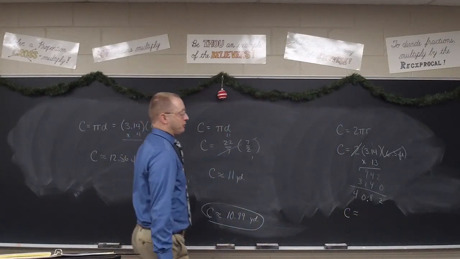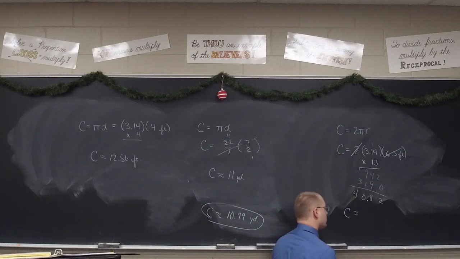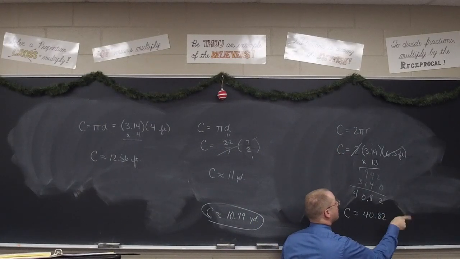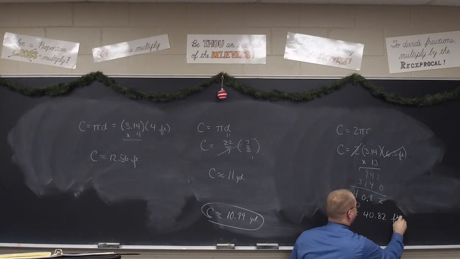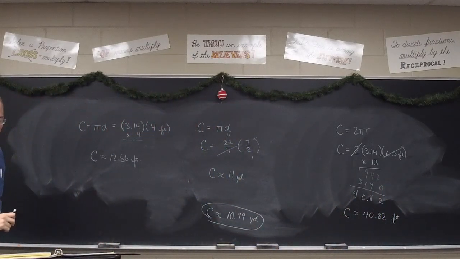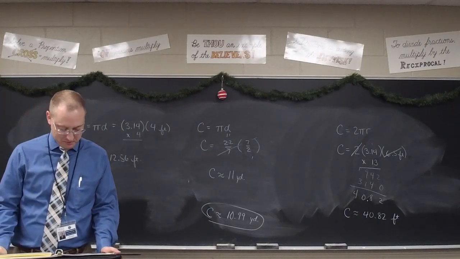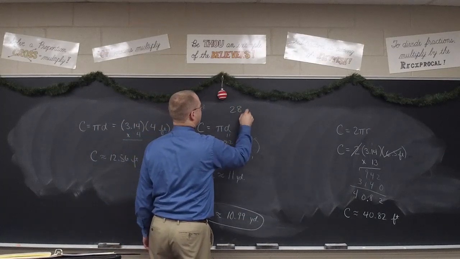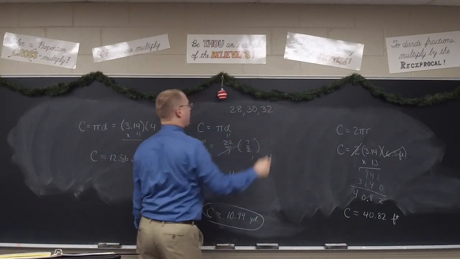And we get that the circumference is approximately, class, 40.82 feet. There we go. 40.82 feet. Approximately that. All right, questions on those? I want you to do 28, 30, and 32.